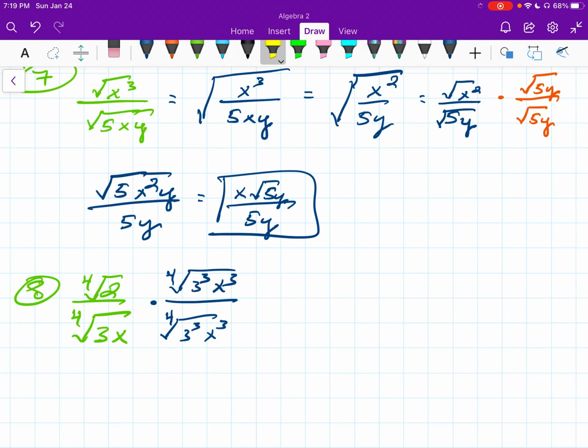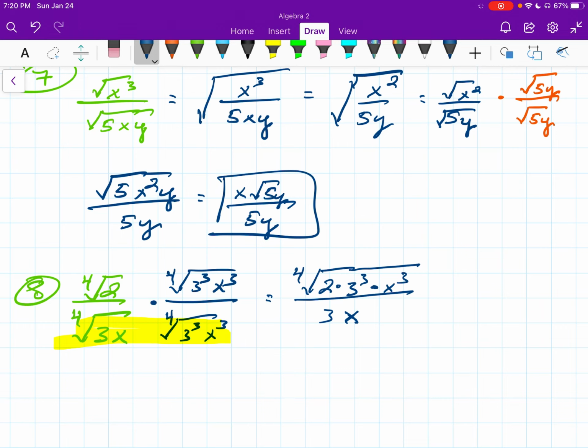Right. Now, whenever I multiply right across the bottom, if I multiplied those together, I'd have a 3 to the 4th and an x to the 4th. And whenever I take the 4th root, I'll just have plain old 3 and plain old x. So let's do that. So on top I'll have the 4th root of 2 times 3 cubed times x cubed. And on bottom, I'll just have 3x. And we could multiply those out, but I think I'm just going to leave it like that.